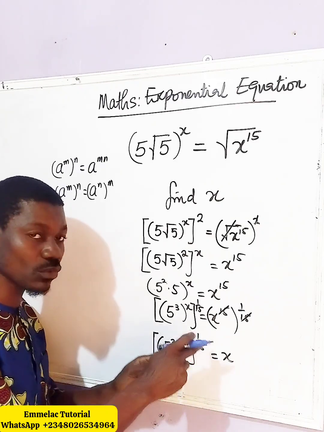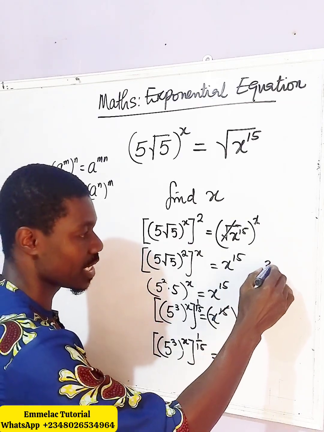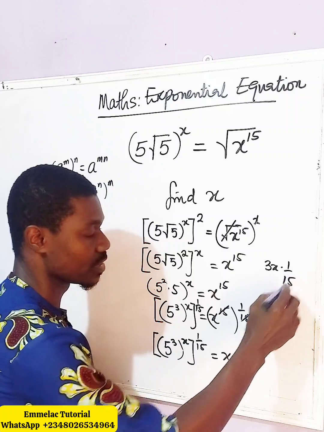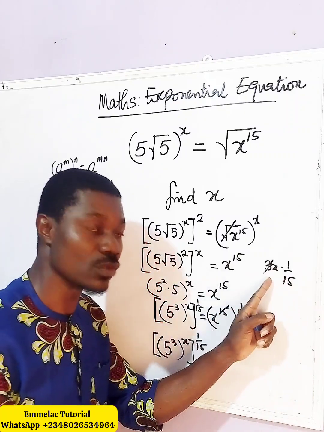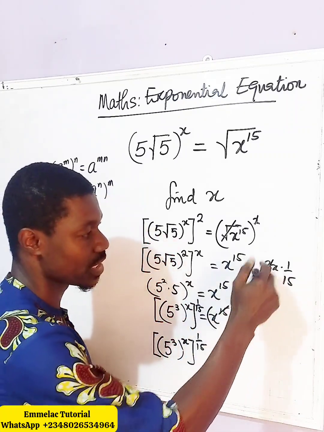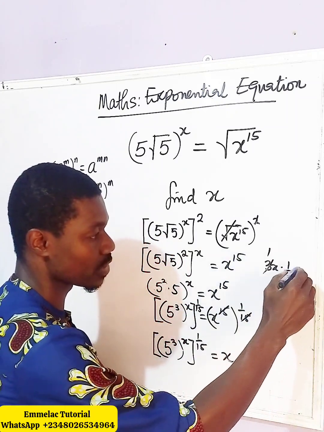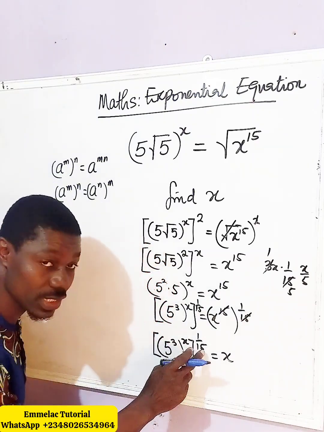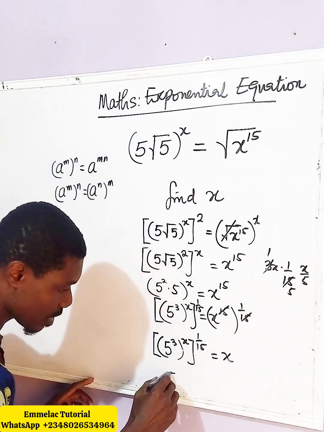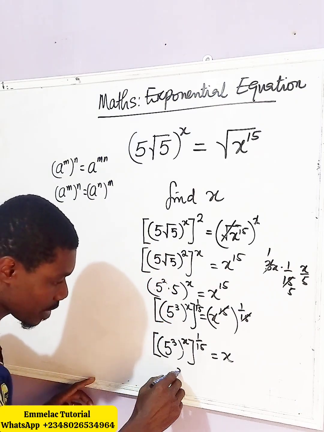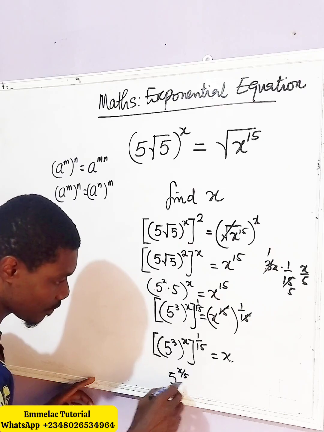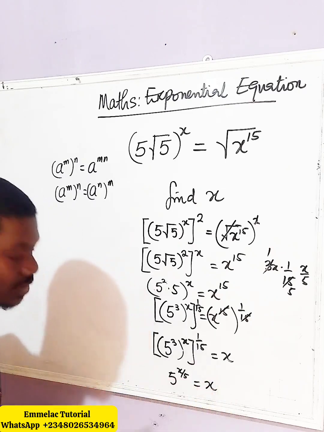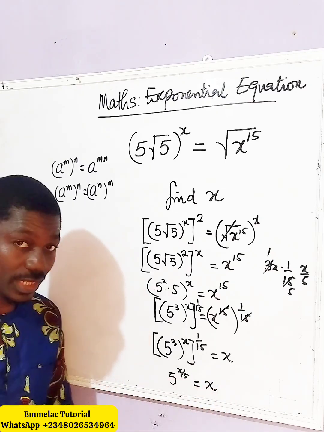Now 3x times 1 over 15. Since we have a known term here, 3 here is 1 and 15 here is 5, so we are left with x all over 5. So the whole of it amounts to 5 raised to the power of x all over 5 equals x. I guess we are getting somewhere.